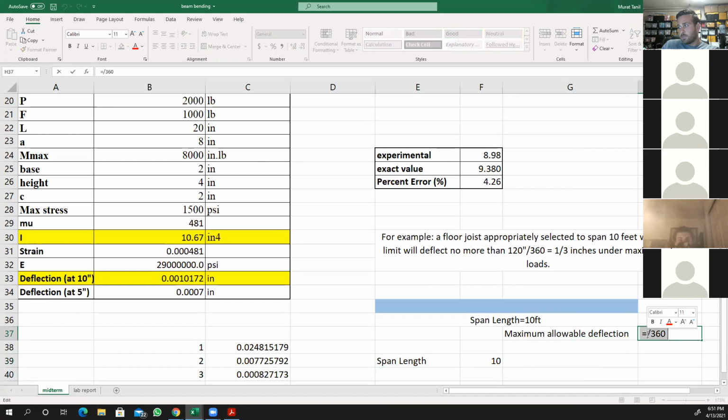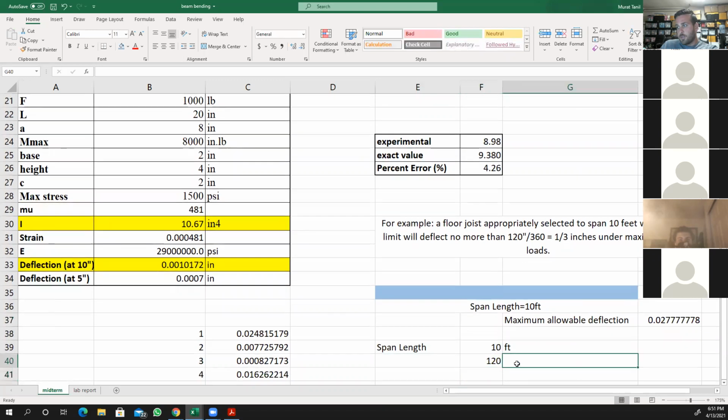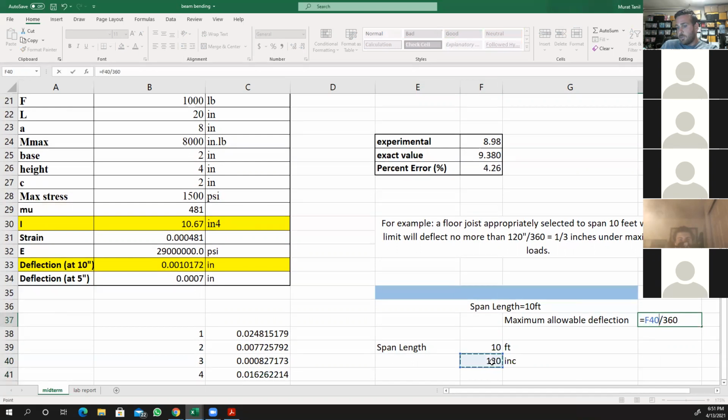Why is this not picking up? I'm trying to select the 10, but it's not giving me that option. There you go. This is 10 feet, but I'm going to use inches because I have to use inches. Deflection is not going to be in feet. So that 10 feet is going to be 10 times 12. That's going to be 120 inches. Then I'm going to use this number. There you go.